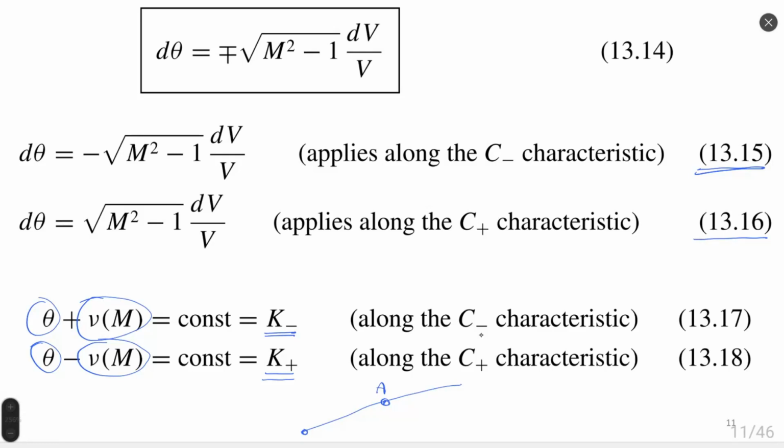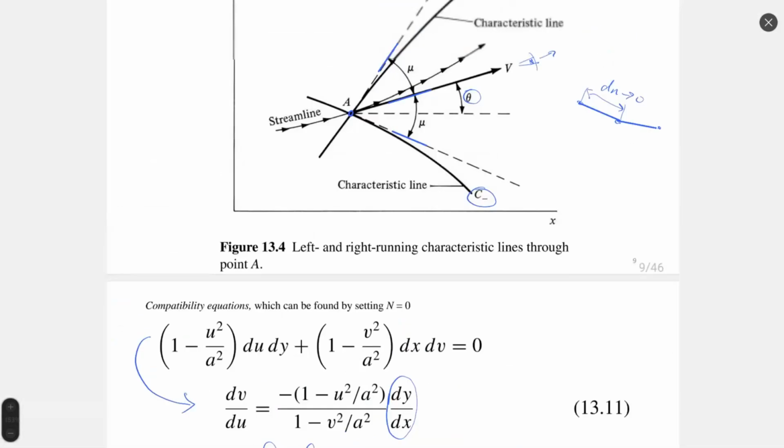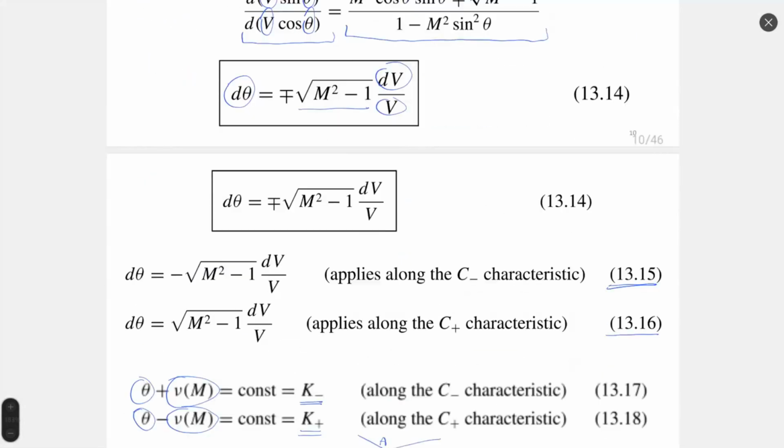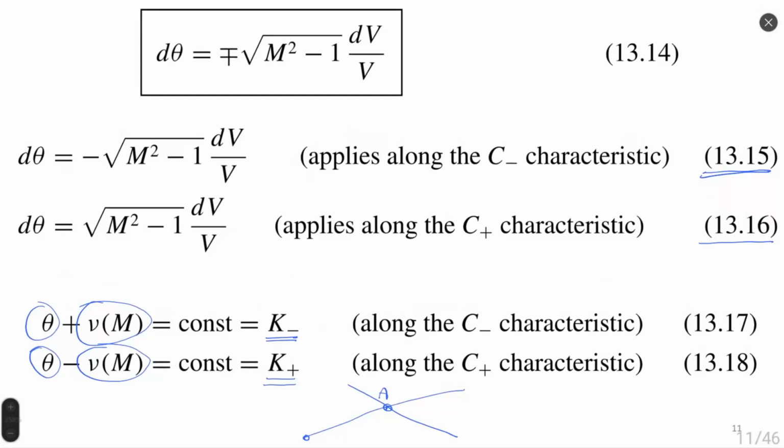We have one line and we have another line, two characteristic lines at the same point. Let's take, okay, this C plus is on the top, I think, right? They are called C plus, yes, on the top where we sum direction of flow and Mach. So this is C plus and this is C minus here.